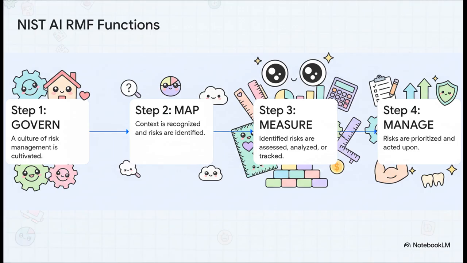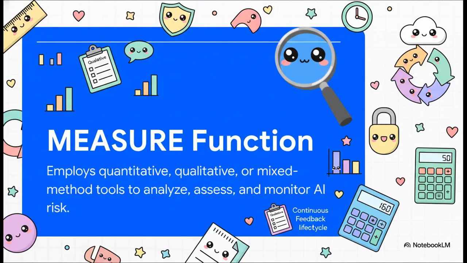And honestly, this is where the framework gets its teeth. It takes all those potential risks you found during the map phase and turns them into hard data, into actual evidence you can work with. And here's the more formal definition. The words to pay attention to here are quantitative, qualitative, or mixed method tools. This tells you it's not just about finding one magic number. Nope. It's about using a whole entire toolkit to assess and monitor risk throughout the AI lifecycle. It's really all about building a continuous feedback loop that's based on solid evidence.